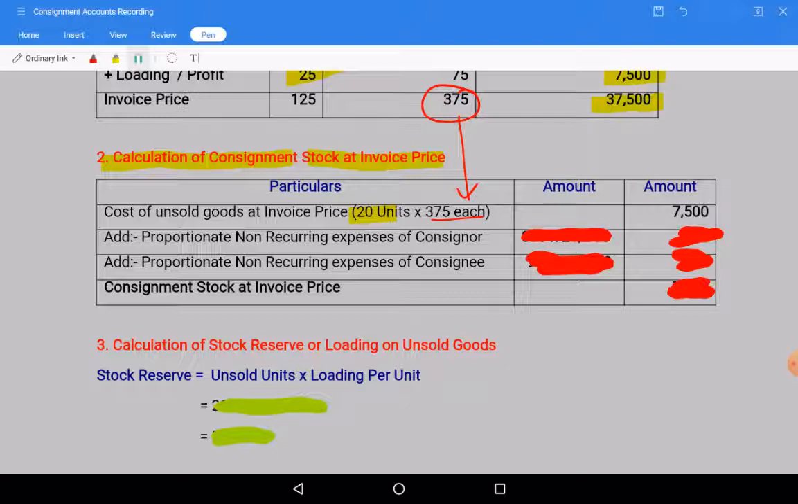Here we will take 375 into 20, it will be 7,500. And add proportionate non-recurring expenses of consignor. Consignor paid packaging charges 800 for 100 units, but how many unsold units are there? 20. So 800 into 20 divided by 100, because we need to take proportionate, because we are calculating only for 20 units. So for 20 units how much it will be, that is what we are seeing here. So it will be 800 into 20 divided by 100, it will be 160.